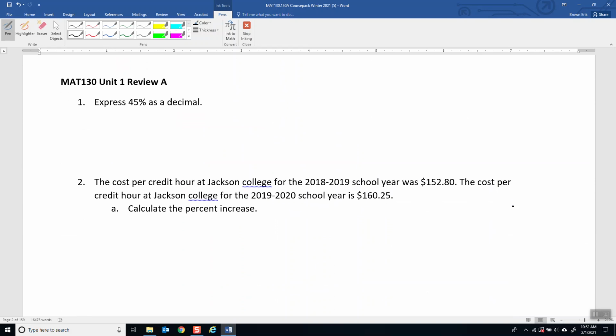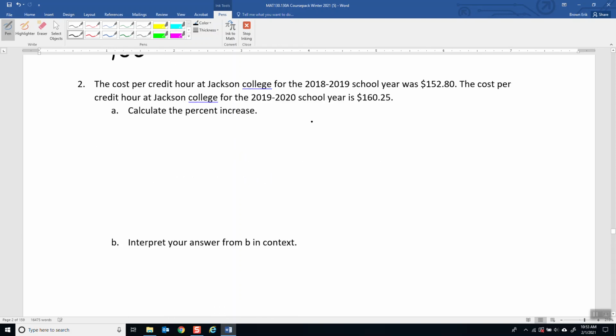So this first one is real basic. Express 45% as a decimal. Recall that to remove the percent symbol, you're dividing by 100, and that has the effect of moving the decimal 2 places to the left. You might want to put a 0 in front. Doesn't particularly matter in my opinion. So that's number 1. Real basic skill, but it's really important. We use percentages a lot in this course.